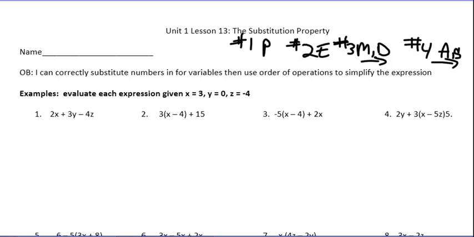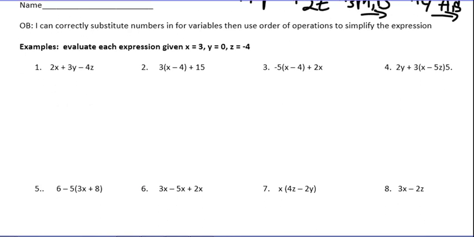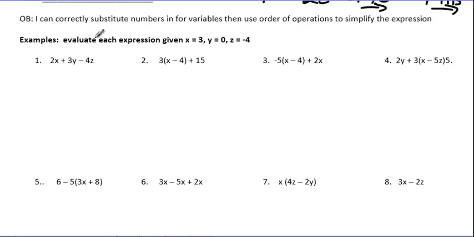Our first example. We're asked to evaluate each expression given that x is 3, y is 0, and z is negative 4. So basically what I need to do is just make sure I'm putting the right piece in the right spot. I see an x, I need to put a 3. I see a y, I need to put a 0. And when I see a z, I need to put a negative 4.